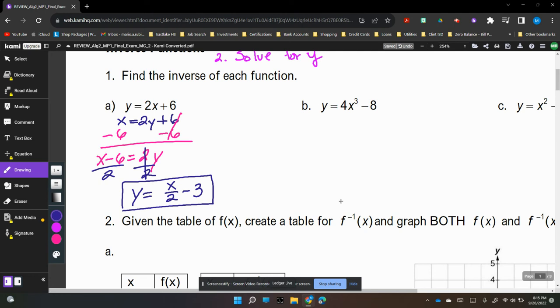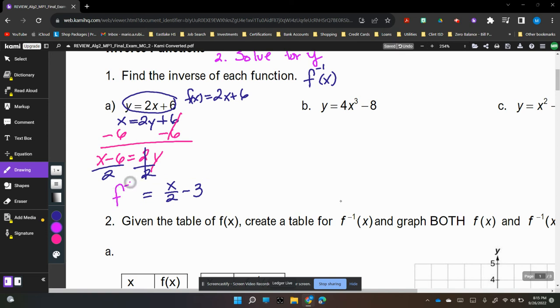And that's it. Remember, instead of y, this is the new y, which is the same as, to identify the inverse, we're going to use f to the negative 1 of x. So this is the same as f of x is 2x plus 6. And this one, we're going to write f to the negative 1 of x. And that's how we designate the inverse.